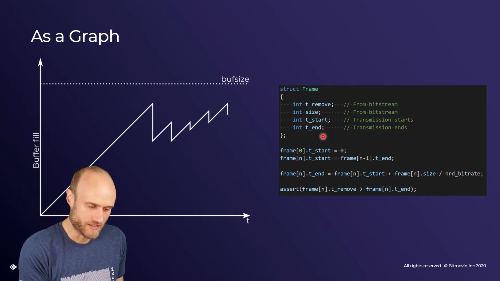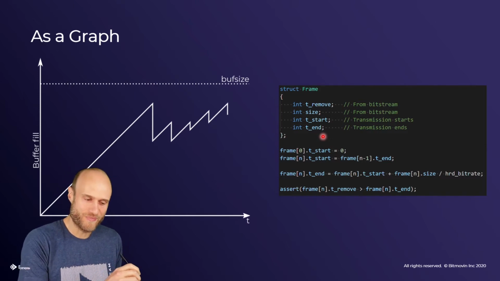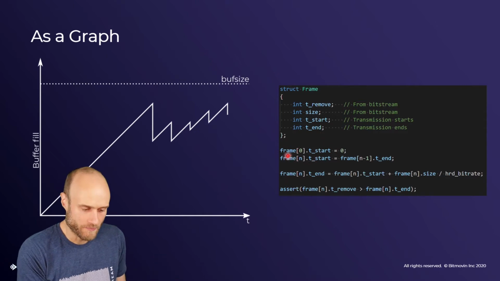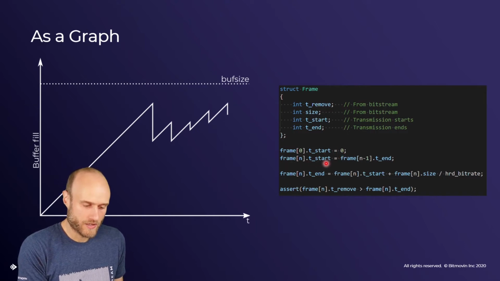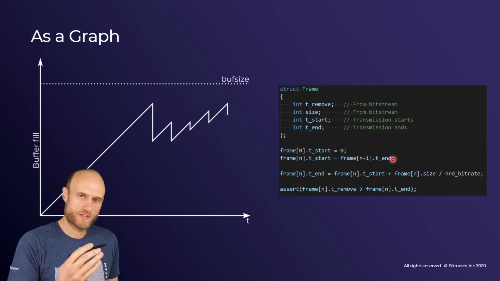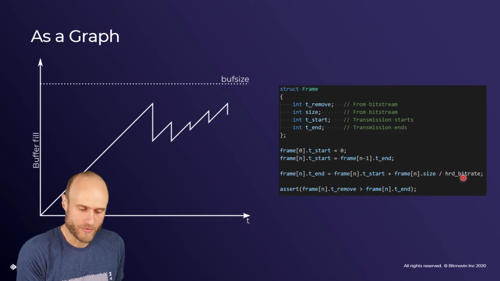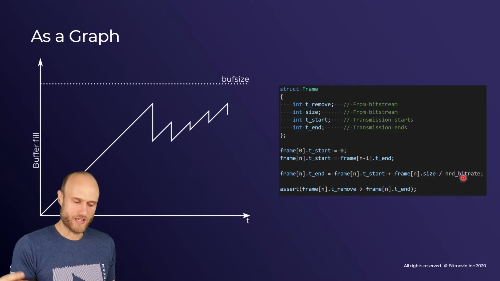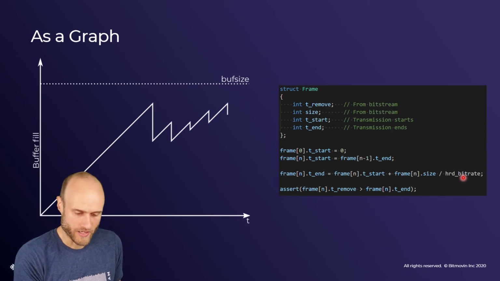And for each of the frames, we calculate a start and an end time, which is the time when we start the transmission of the first byte of this frame and the end time when we finish transmission of everything. And how these are calculated is pretty easy. For the first frame, the start time is 0. And then for each following frame, the start time is just the end time of the previous frame. So every time we finish transmission of a frame, we immediately start the transmission of the next one. And then for the end time, we can just calculate that from the start time and from the size and the HRD bitrate, right? What's the size divided by the bitrate, and then we know how long it will take to transmit all of the bytes using that HRD bitrate.